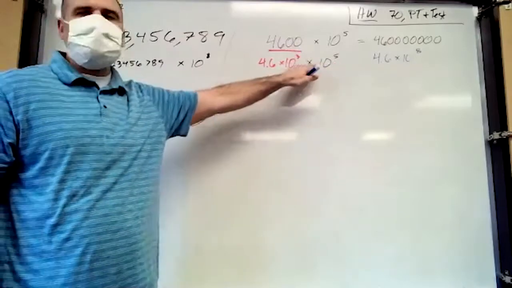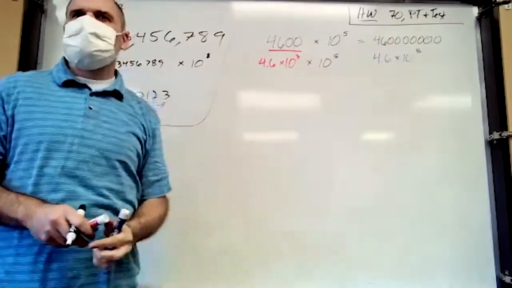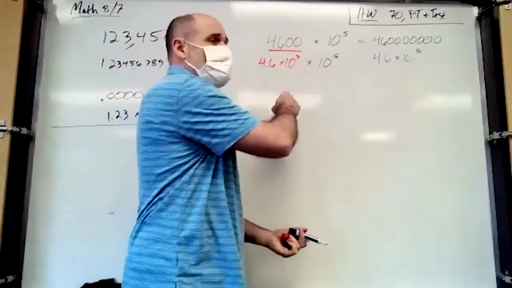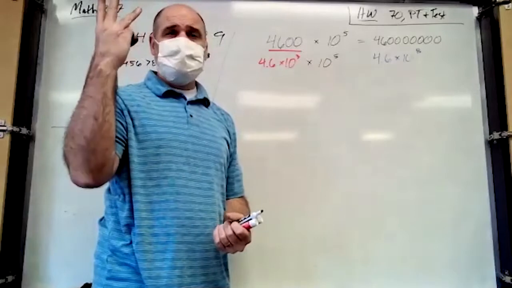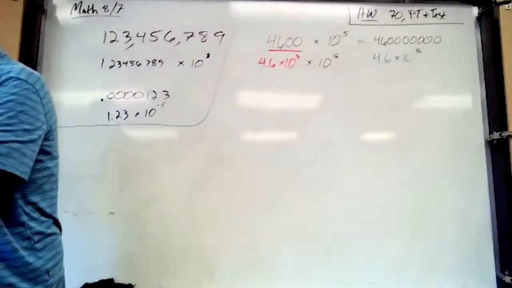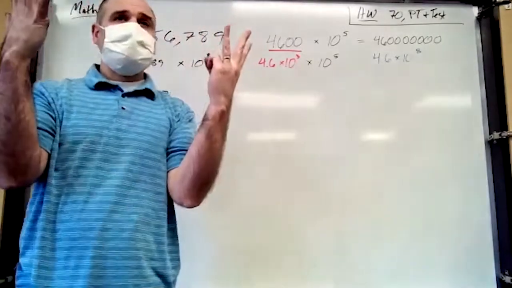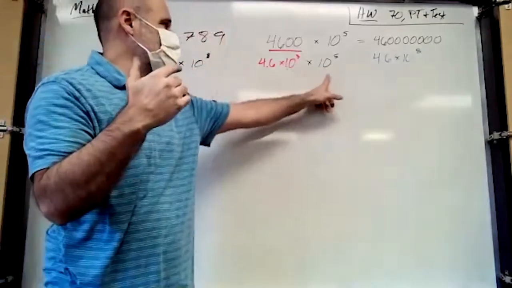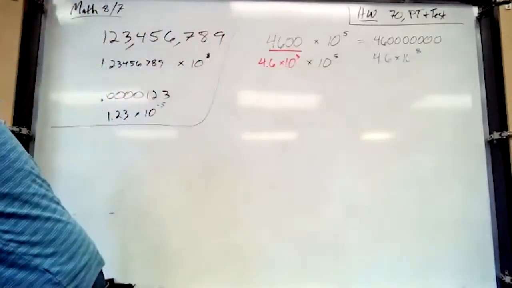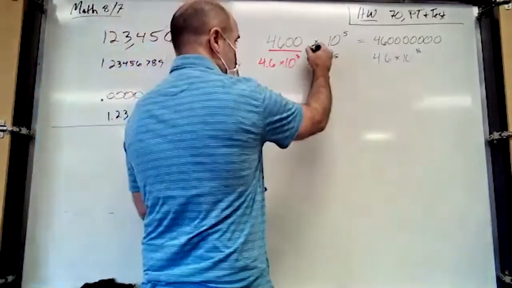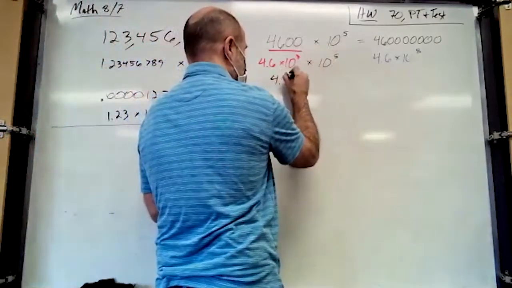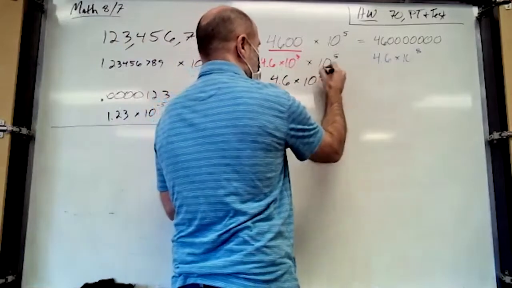What's 10 to the 3rd times 10 to the 5th? 10 to the 8th. Yeah, because what you're doing here is you're multiplying times 10, times 10, times 10, times 10, times 10, times 10, times 10, times 10, right? So you're multiplying by 8 tens altogether. When you multiply powers of 10 together, all you're doing is just adding the exponents. So this is 4.6 times 10 to the 8th.